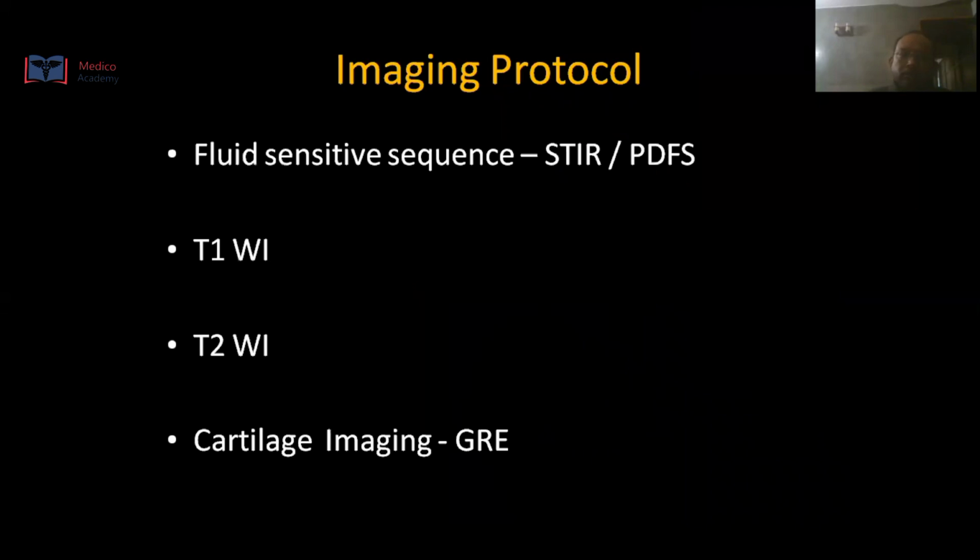So these are the four basic sequences which should be done. One is a fluid sensitive sequence, that is either STIR or a proton density fat suppressed image, then a T1 weighted image, a T2 weighted image, and cartilage imaging using the gradient imaging.